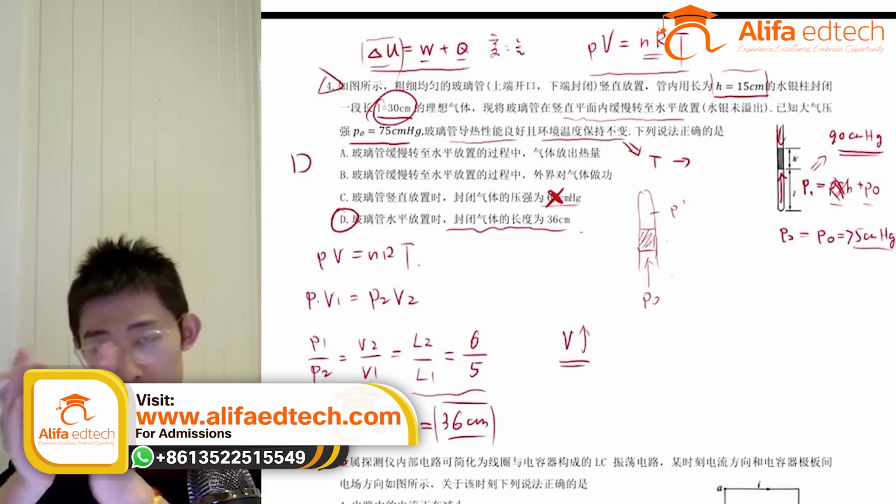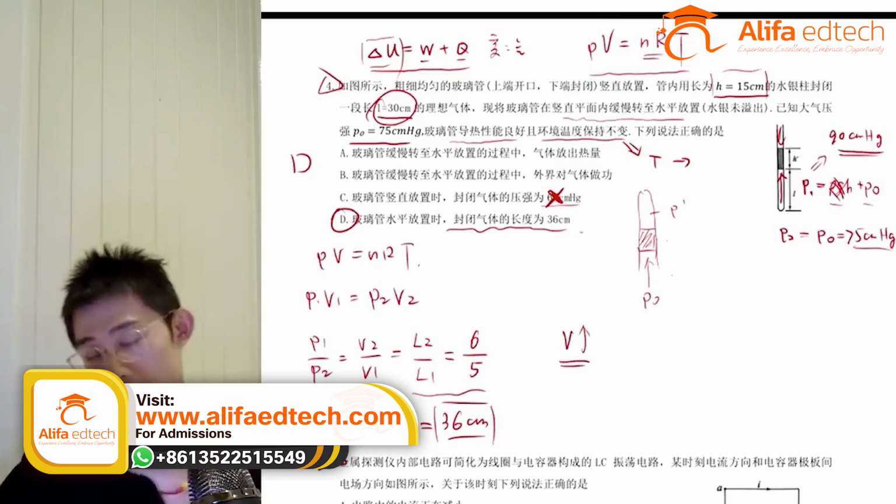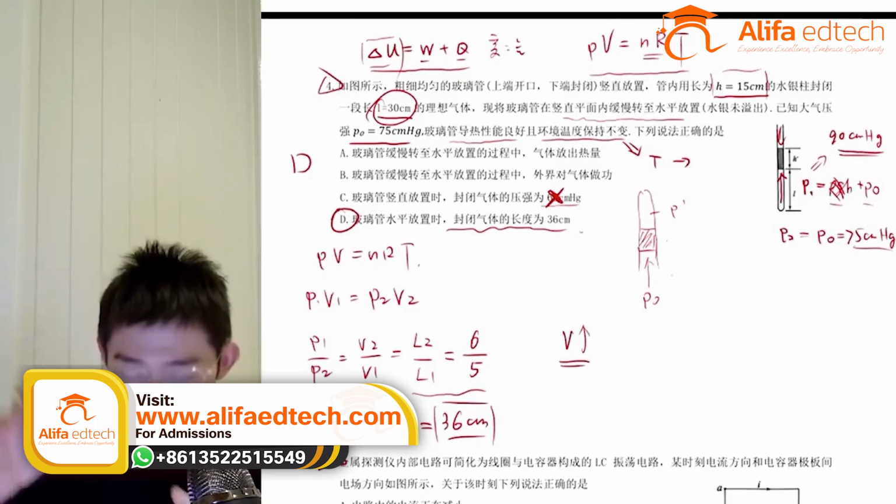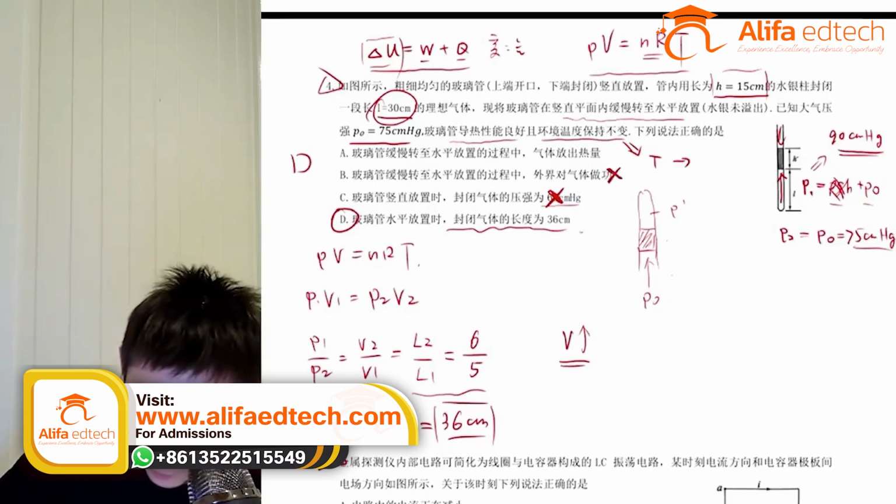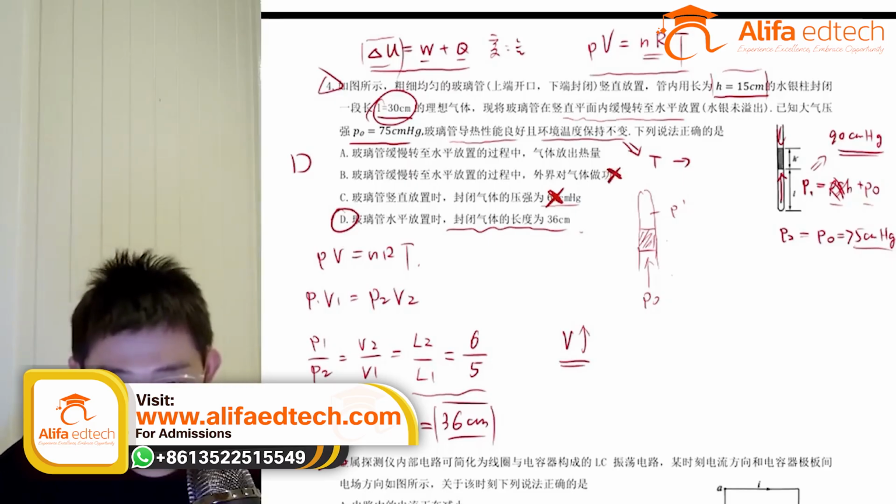This gas pushes the mercury column outward. The force you apply causes an outward displacement. So this is called the gas doing work on the external environment. So, for this question, option B is definitely wrong. It's the opposite of what's correct.